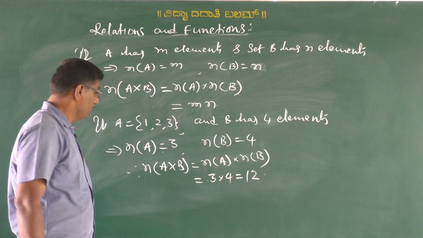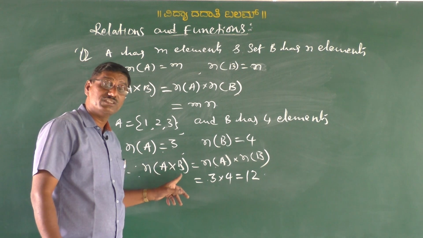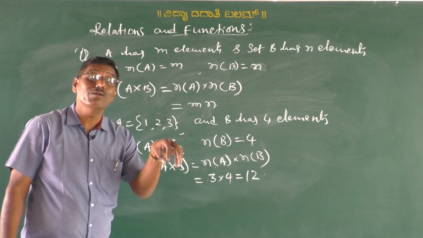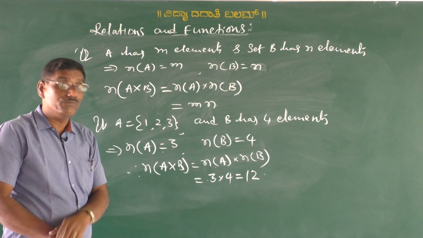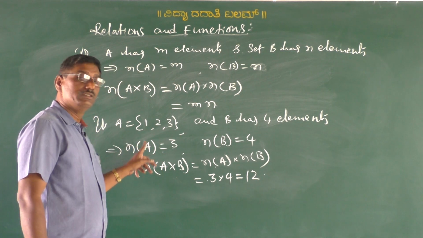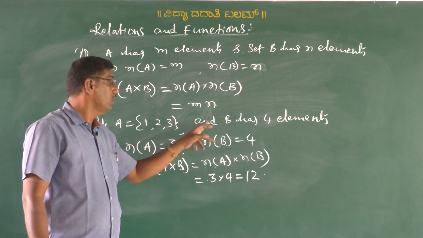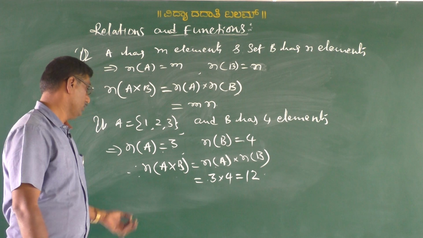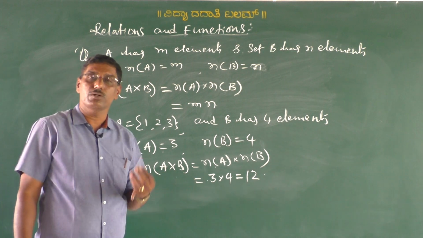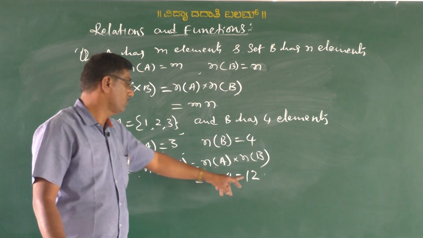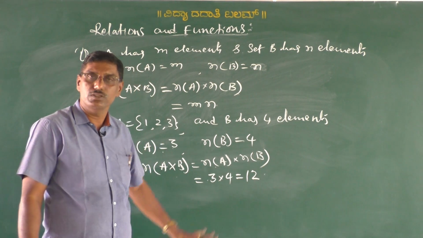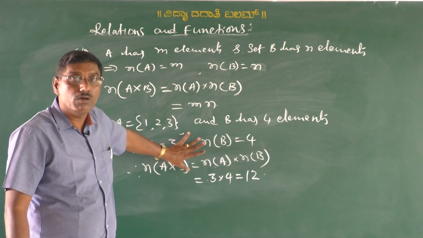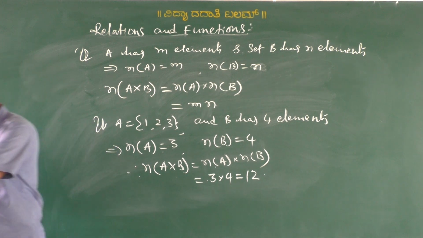That means the Cartesian product of two sets consists of 12 ordered pairs. If it is given that set A consists of 3 elements and set B consists of 4 elements, then we get the number of elements of the Cartesian product of the two sets A and B as 12. Are you understood this concept? All of you? Yes? Okay.